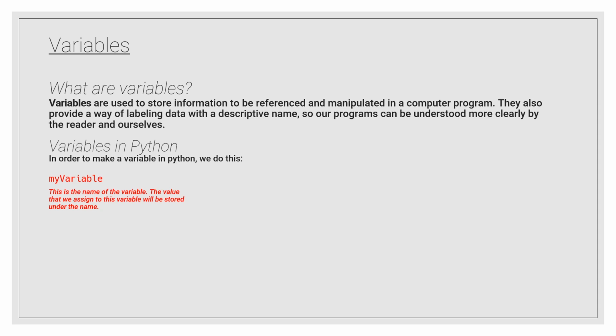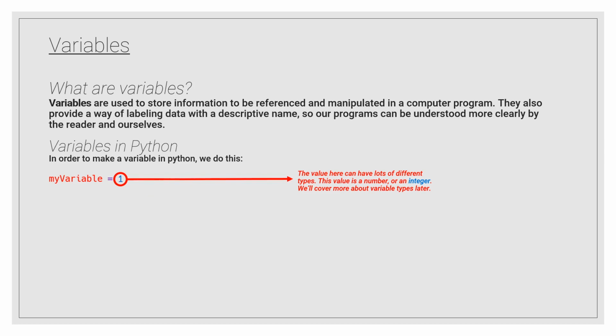The value that we assign to this variable will be stored under that name. To assign a value, we put an equals sign, which shows the computer that we're creating a variable, and then a value, for example, 1. So now, whenever we type in my variable, the computer will think of 1, because my variable is 1. The value that we assign to the variable can have lots of different types. This value is a number, also called an integer. We'll cover more about variable types later.